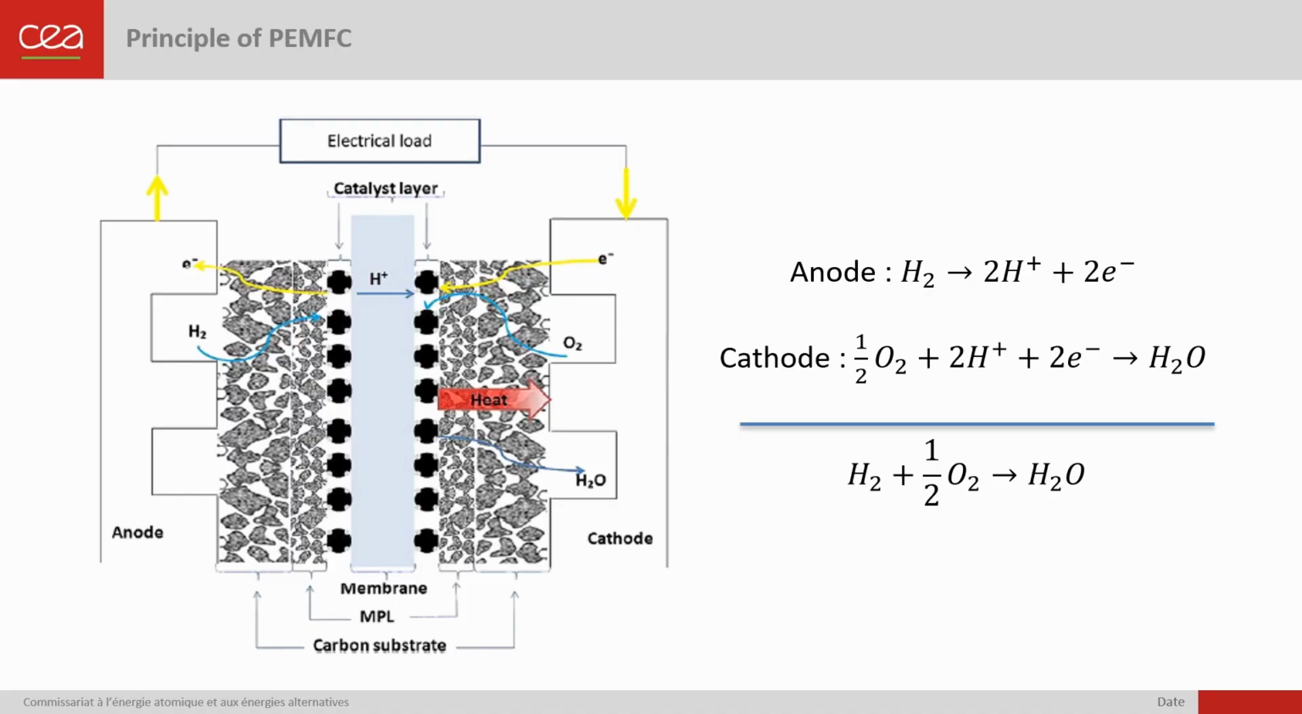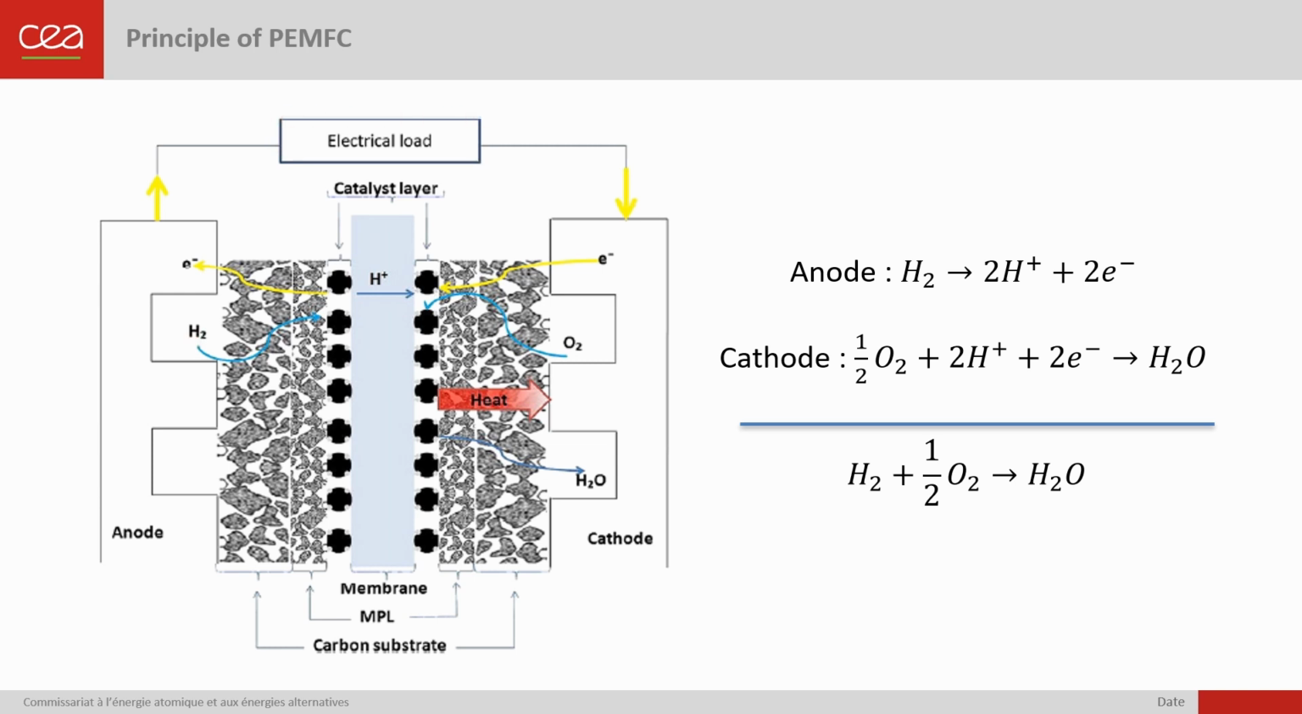So first, a few words about the principle of PEMFC. You have two sides. There is the anode side where hydrogen comes, and the cathode side where the oxygen comes. The oxidation-reduction of hydrogen and oxygen produces water and also produces displacement of electrons, so this electrical charge can be collected.